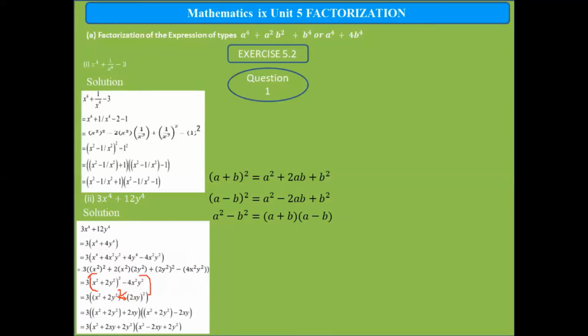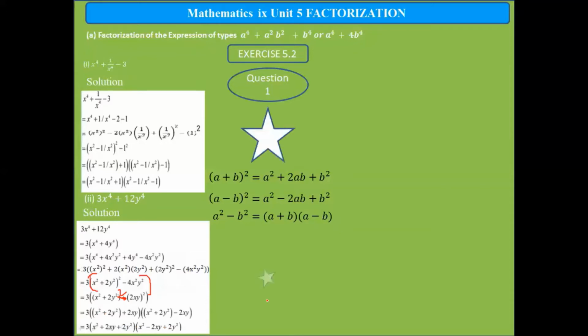So this is a square minus b square. We can write this as a plus b, a minus b. So we can write this as x square plus 2y square plus 2xy, meaning a plus b, and x square plus 2y square minus 2xy, which is a minus b. So this is how we can factorize this. Now we can write this in descending order of x: x square plus 2xy plus 2y square, and x square minus 2xy plus 2y square.